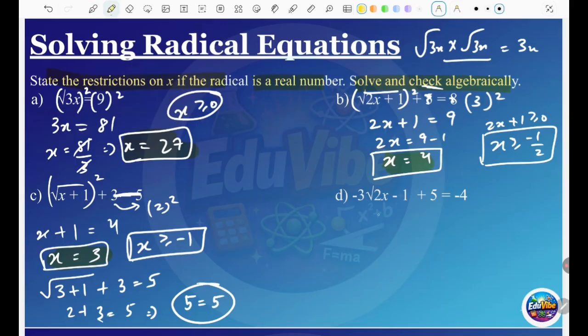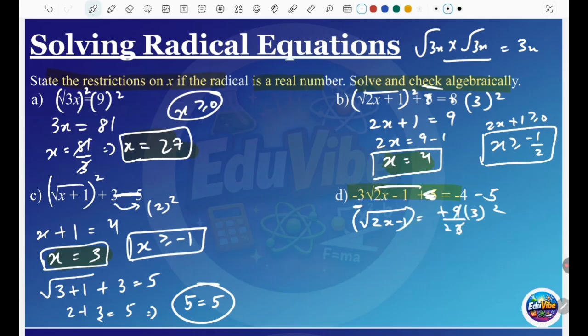Okay, next question. This one. So how can you solve this? Firstly, that plus 5 goes over there. Here we have a minus 4, so minus 4 minus 5 now. You will have a minus 9. So minus 9 by minus 3, because this minus 3 has to go over there. We have to be left with only the root of 2x minus 1 to solve for the answer. So when you solve this, you get about 3.